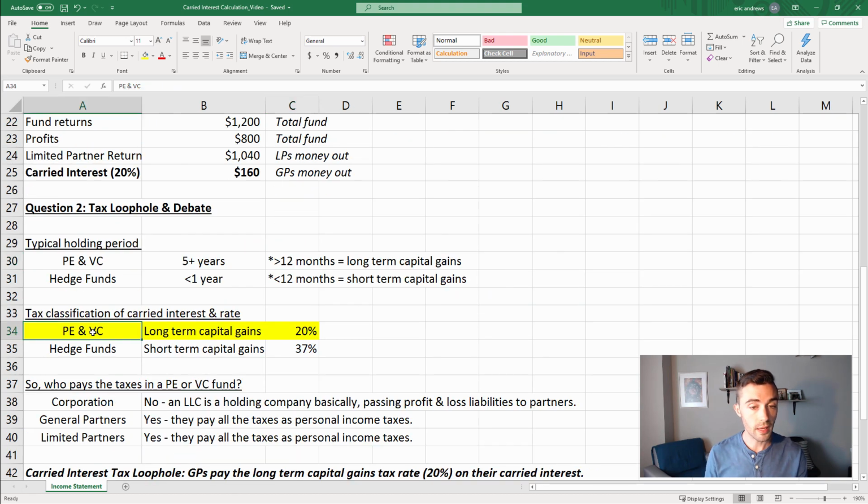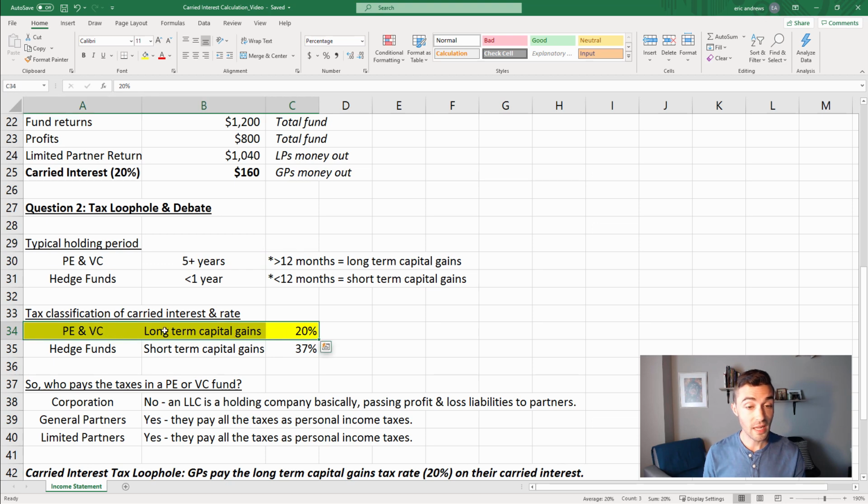So long-term capital gains are taxed currently around 20%. And as a reference point, if you're watching this in the future, it's June 2021 right now. So it could be that these numbers change. They actually usually change every couple of years anyway. But currently, long-term capital gains tax rates for people who have really high income are about 20%, whereas short-term capital gains tax rates are just the regular income tax rates. So they can be like 35 to 40%. So a really different tax rate for private equity and venture versus hedge funds.